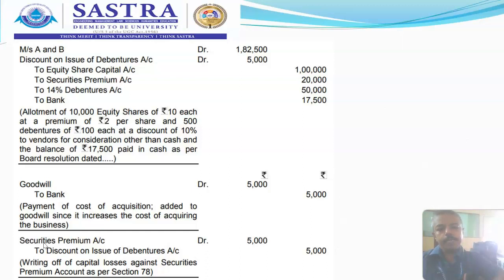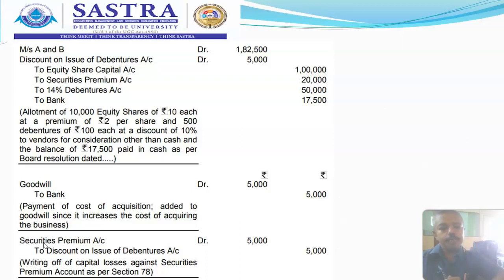Now in debit we have 2 items. One is AB and Co. debited rupees 1,82,500. Discount on issue of debentures debited rupees 5,000. And then in the credit we have 3 items. Equity share capital account rupees 1 lakh. Securities premium account rupees 20,000. 14% debentures account rupees 50,000.